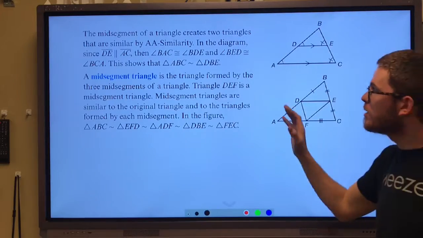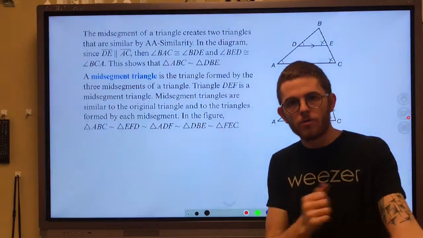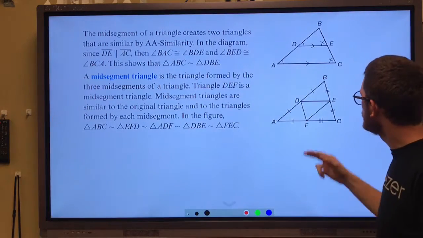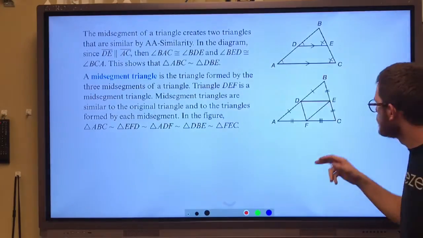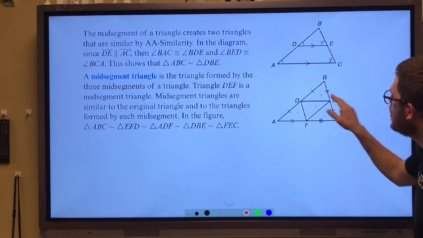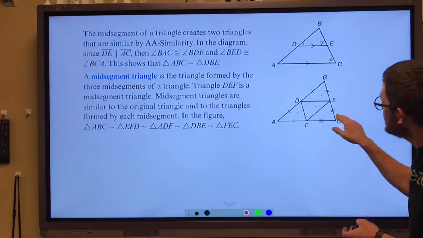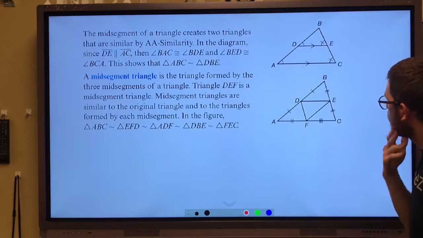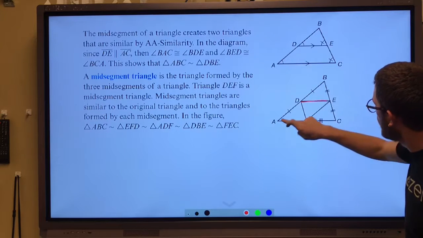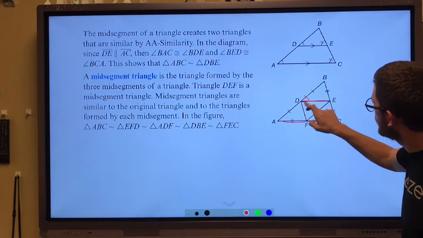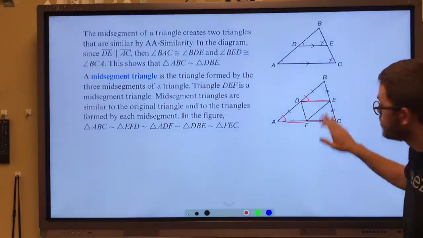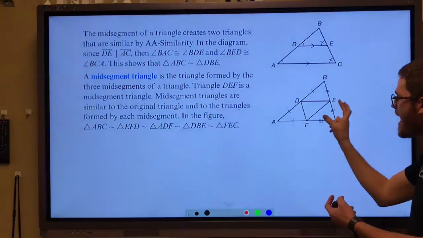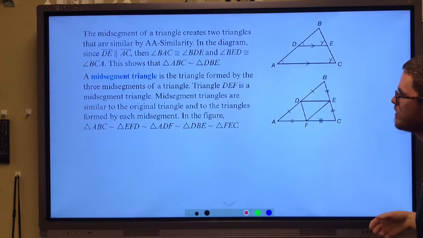All right, the midsegment triangle is created by all three midsegments of a triangle. Now, this produces all of these triangles, 1, 2, 3, 4. All of them are similar to each other and similar to the greater triangle that they're a part of. That is because all these lines here are parallel, so they're creating corresponding angles that are congruent. We also know that those sides are proportional. They are half of the opposite side, and so on and so on.